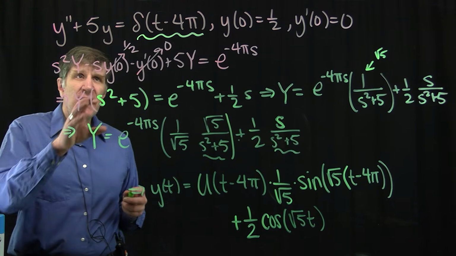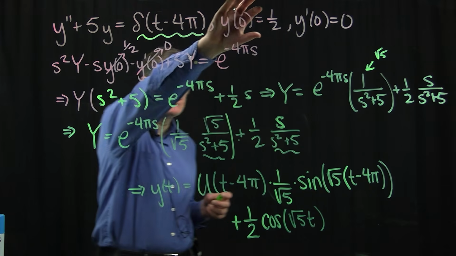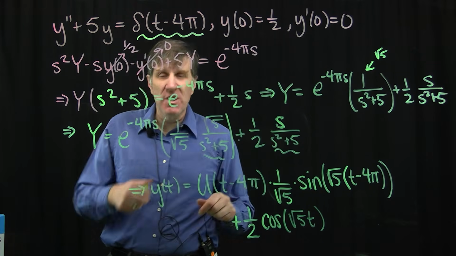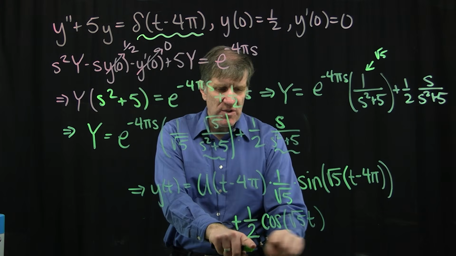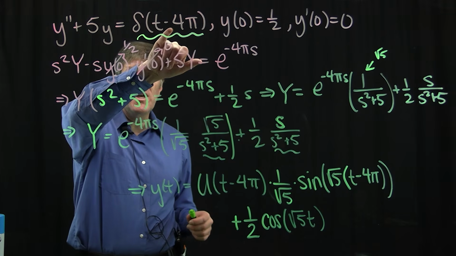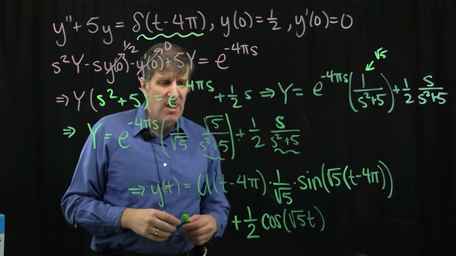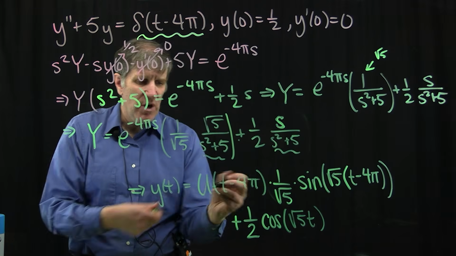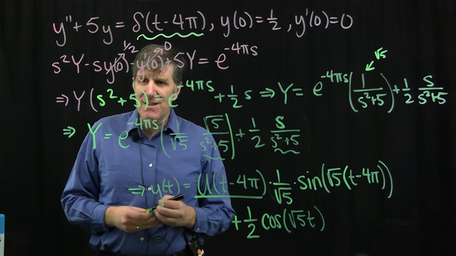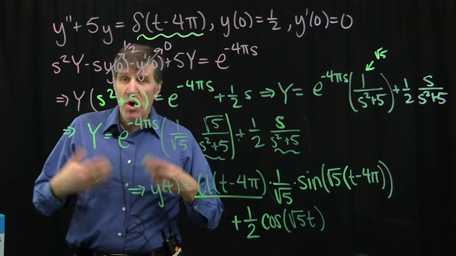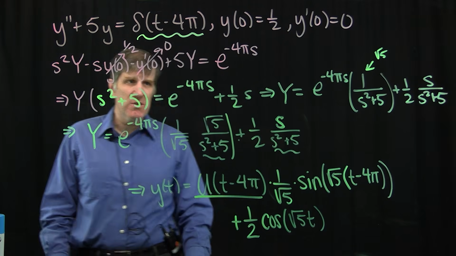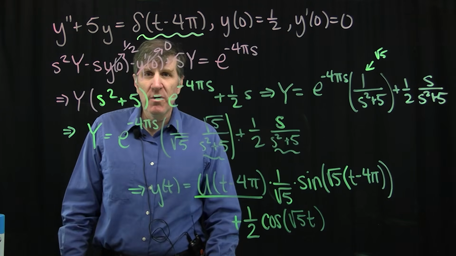We were thinking that we would have a solution that involved oscillations from the start because our spring mass had some initial position. And we have that. We have oscillations from the get-go in this cosine term. But then we were also thinking that something in the solution should kick in at time 4 pi. And we have that as well. We have this step function and these sine oscillations kicking in at time 4 pi. So this is doing what I would expect it to do, and this is the solution to a delta function forcing term differential equation with Laplace transforms.